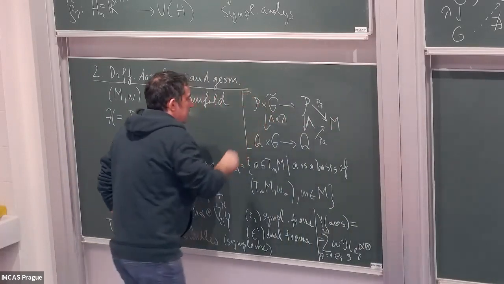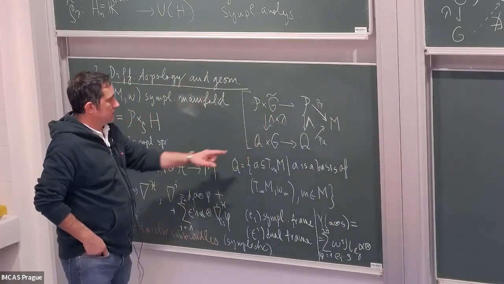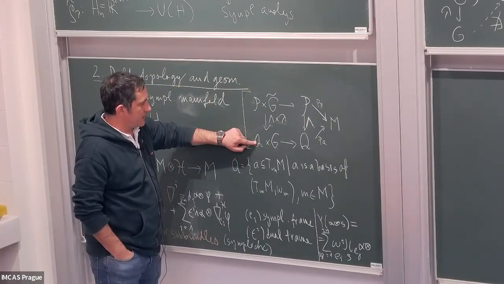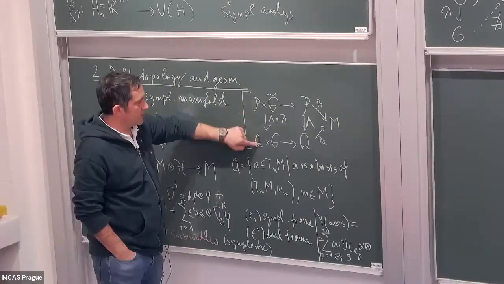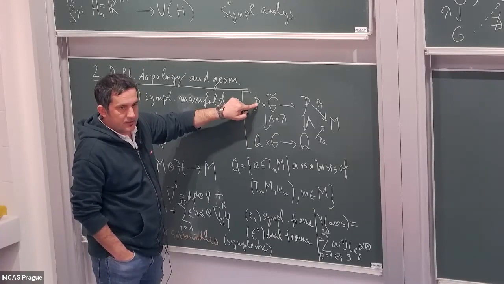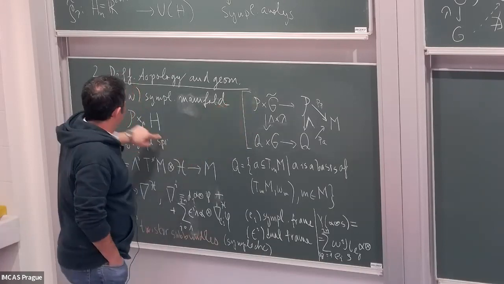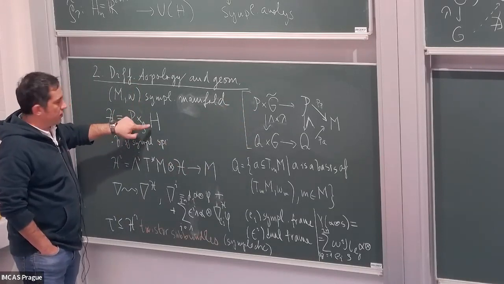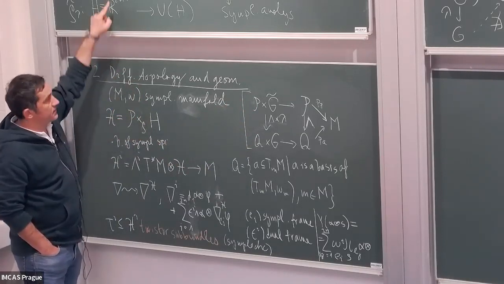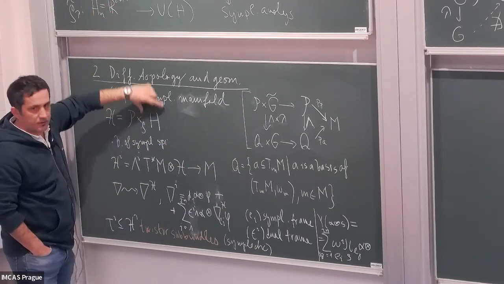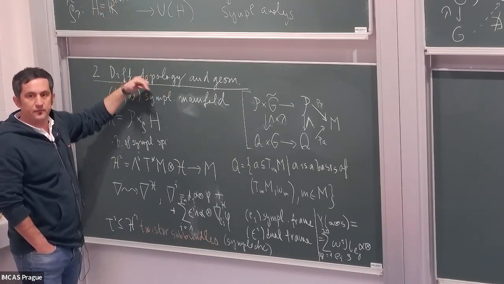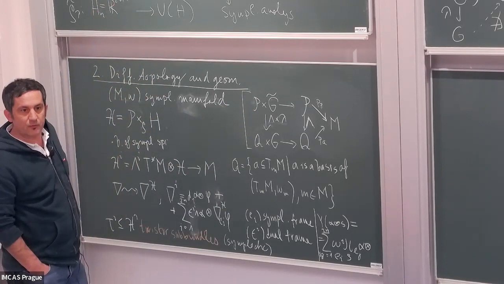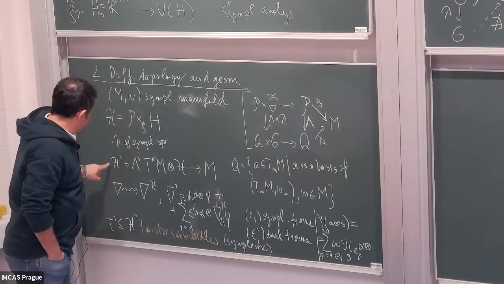This is a bundle of symplectic bases. This is the bundle of metaplectic bases. And to this, you can associate via rho this representation, this fiber, this space as a fibre bundle, speaking like in algebraic geometry.